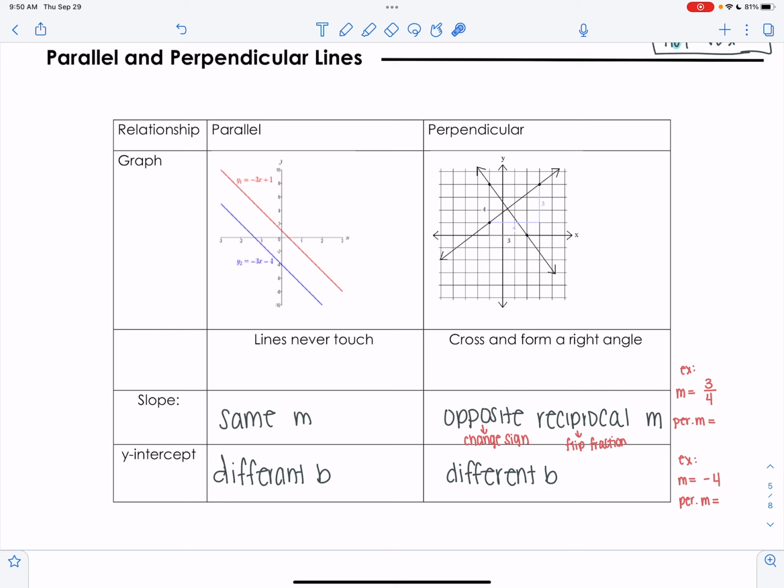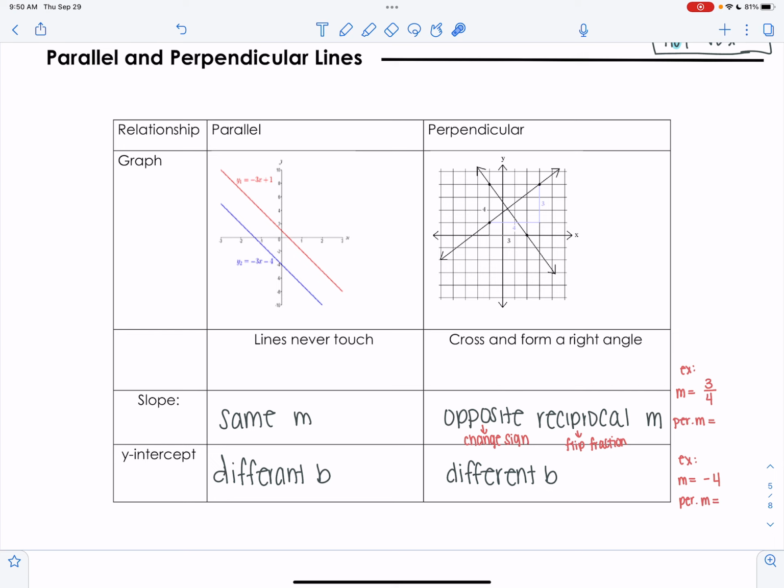Perpendicular lines have different slopes, but they have a specific kind of different slope. They are two lines that form a right angle when they cross, so these are right angles. But how that compares to the slope is the slopes are going to be opposite reciprocal. What opposite reciprocal means is opposite, you're going to change the sign. Reciprocal, you're going to flip the fraction.